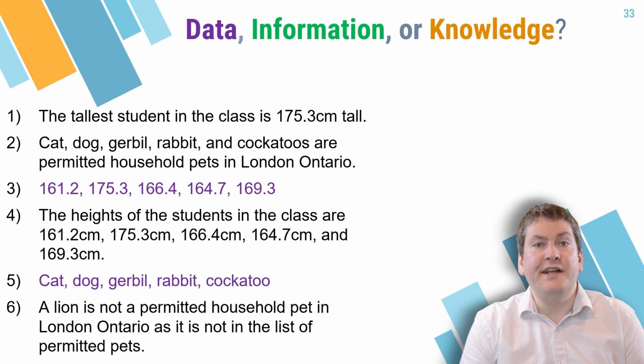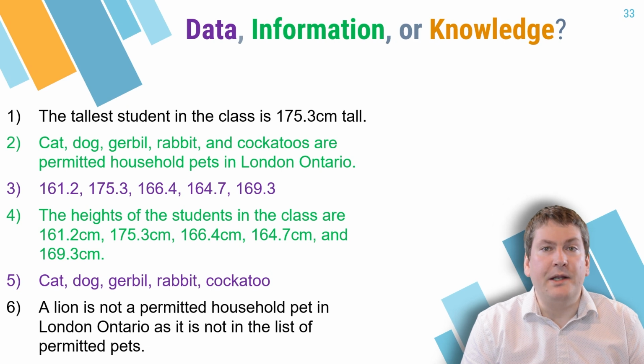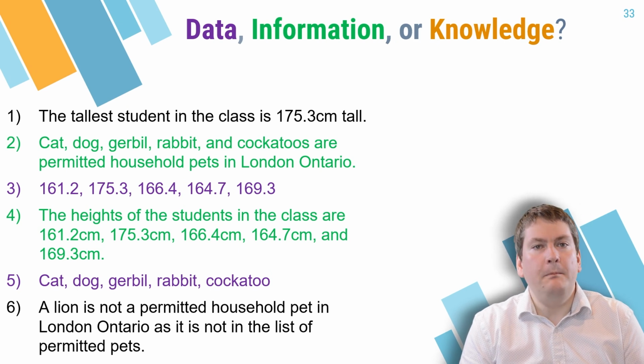Item 2 gives context to the list of animals. Apparently, this is a list of animals considered to be household pets in London. Similarly, item 4 provides context for the numbers. They are the heights of the students in centimeters. This combination of data with a meaningful context makes it information.